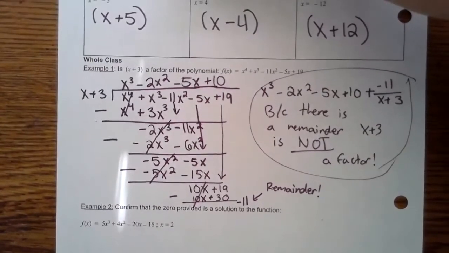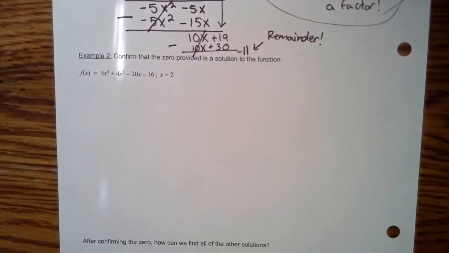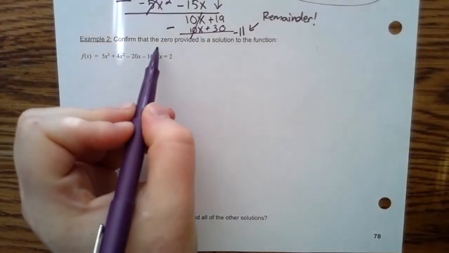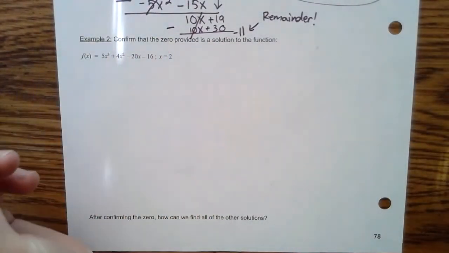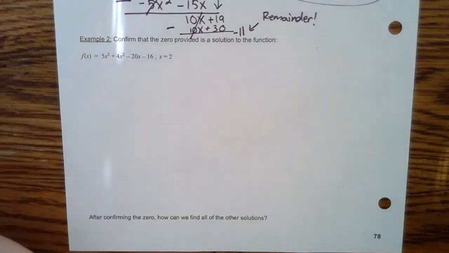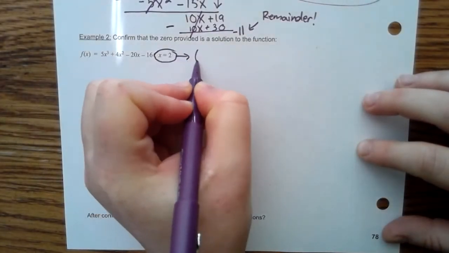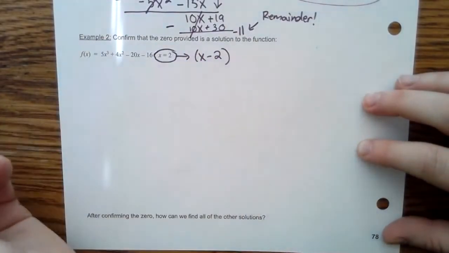Example 2. This is another way that I'll ask the question. Confirm that the 0 provided is a solution to the function. So it's telling me that there's no remainder. So I'm going to do the math and see if this works. If they give me x equals 2, the factor is x minus 2. So let's set this up.